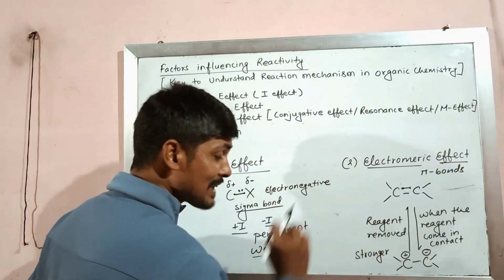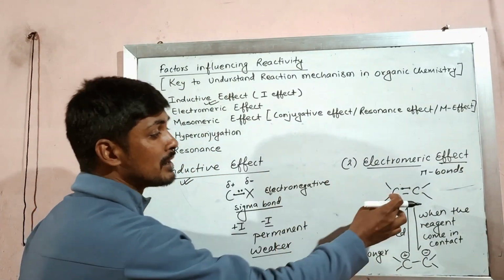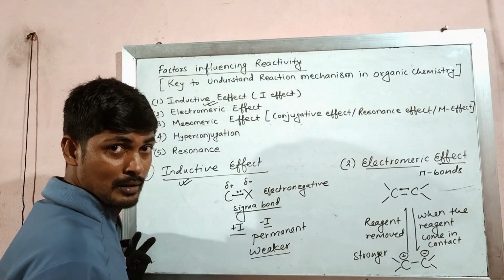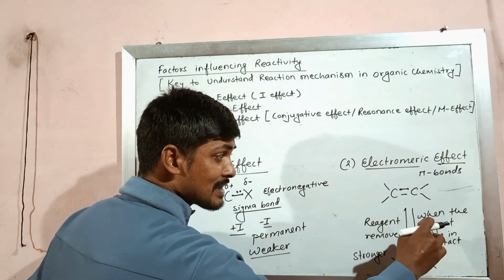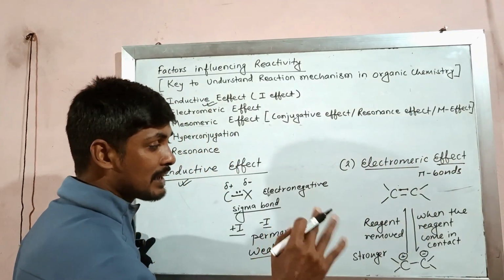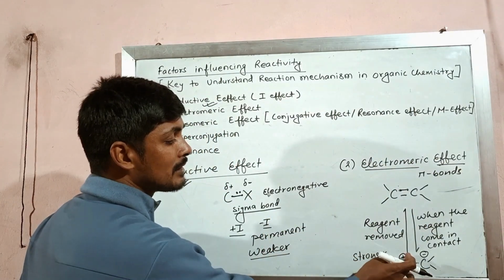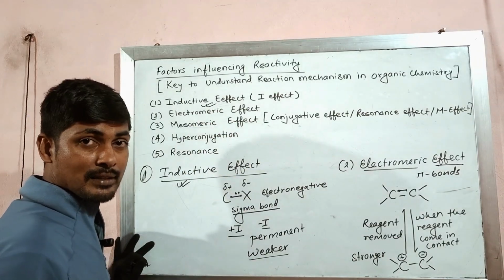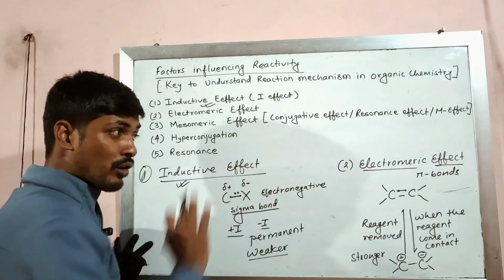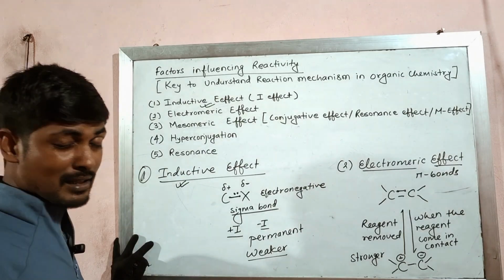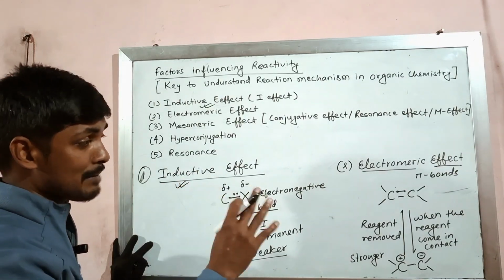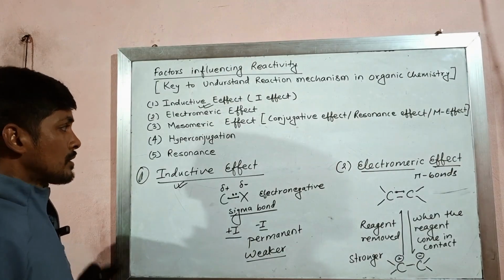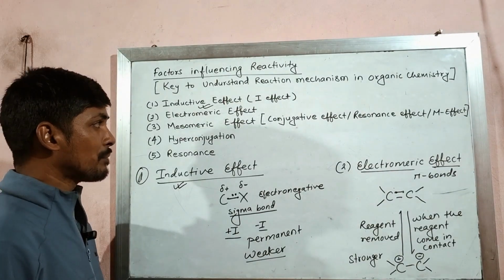This happens when the reagent is brought nearer to the unsaturated hydrocarbon. But if the reagent is removed without allowing the reaction, it immediately comes to its original ground state. That is why we call the electromeric effect a temporary effect. Okay, the next effect is the mesomeric effect.